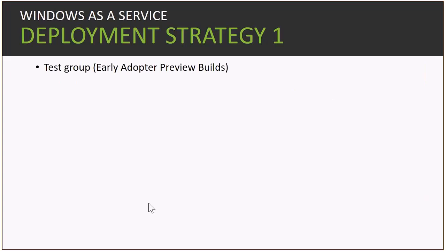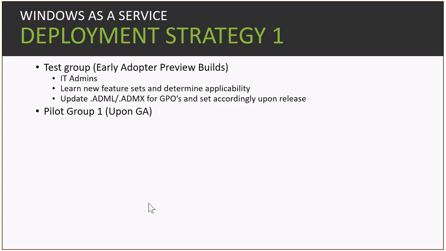And again, keep in mind that all of these things need to happen now once a year. So defining the standards that we're talking about is an important step in the process. Here are some examples. That early test group, those early preview builds, IT admins, they can learn those new feature sets, determine applicability, update the ADMX files for group policy, and set the settings that are applicable.